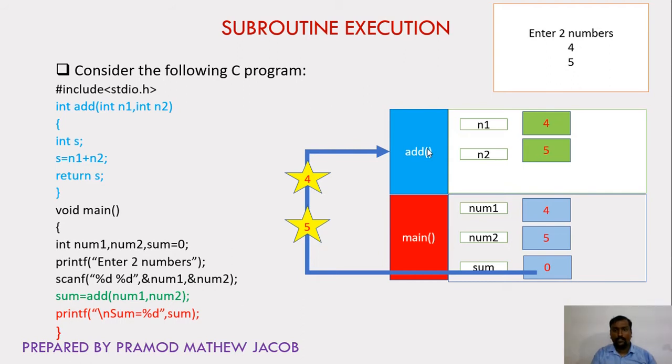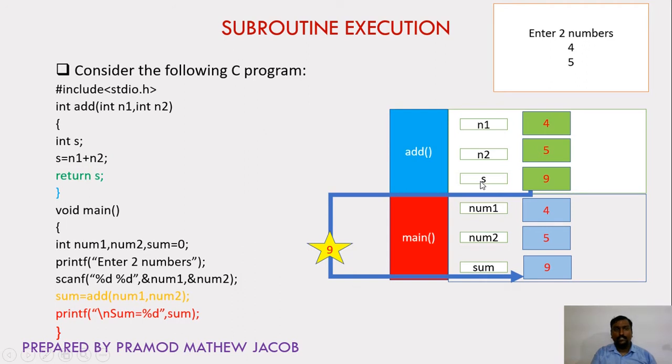The main function execution is paused now and the control is given to the subfunction or subroutine named add. In the add function signature there is the declaration of int n1, int n2. So in the stack frame of the add function, two memory locations are created as n1 and n2, and the values from the main function, 4 and 5, are mapped to n1 and n2 respectively. So n1 gets 4 and n2 gets 5. Next statement is int s. So a third memory location is created and it is mapped with the name s. Next is s equal to n1 plus n2. So 4 plus 5, 9, is stored in s.